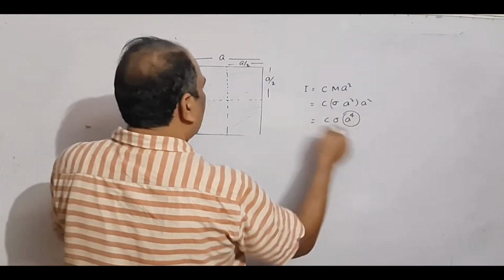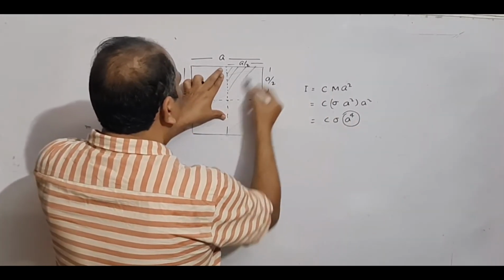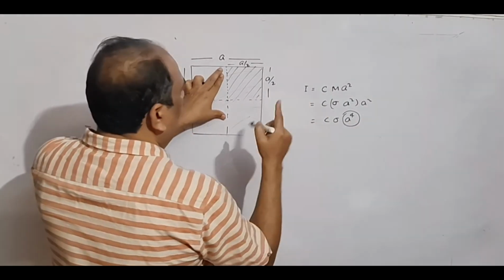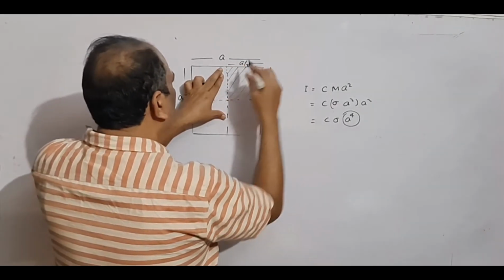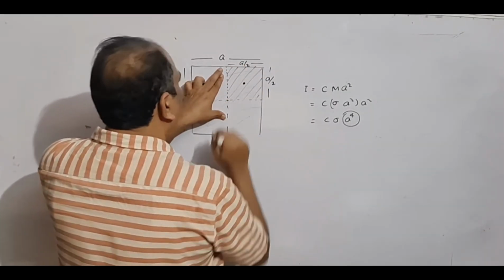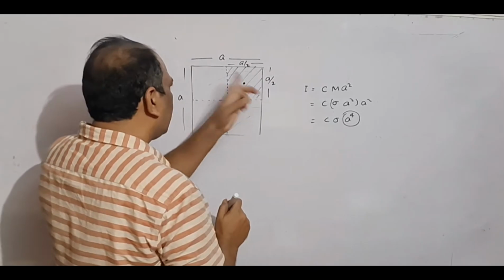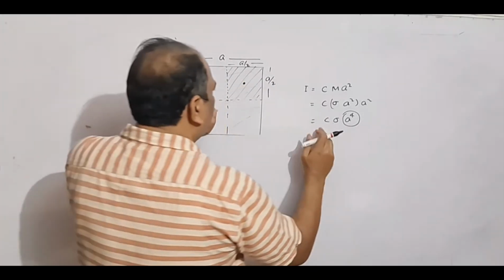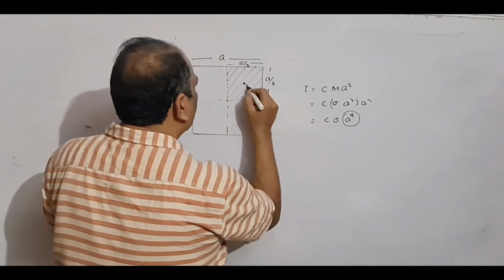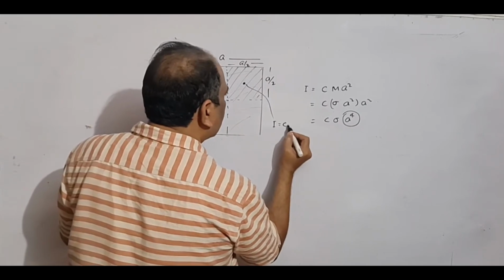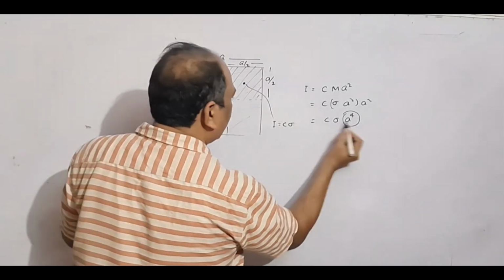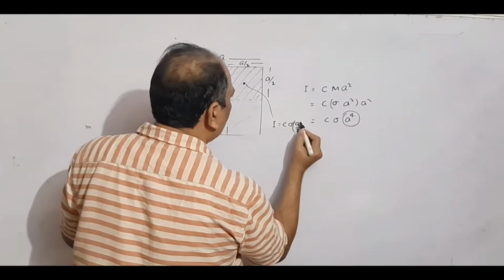Now apply this formula to this smaller square. So the moment of inertia of this square about an axis through its center perpendicular to the plane will be of this form, and this moment of inertia will be equal to C sigma, and instead of A we'll have to use A by 2, raised to the power 4.